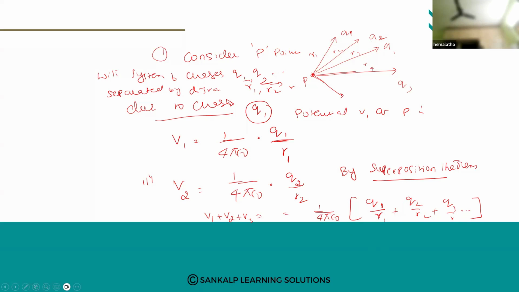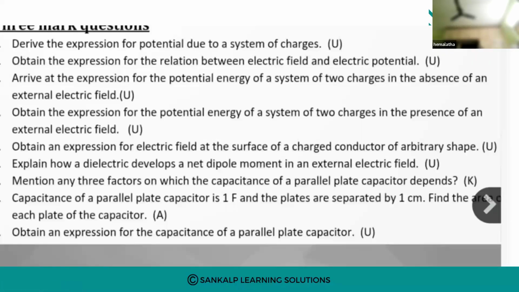Question for the next one is electric field and electric potential. Expression for electric field with electric potential: we have to derive this now. How to do it? In 3 marks questions, they ask it like this. Okay.